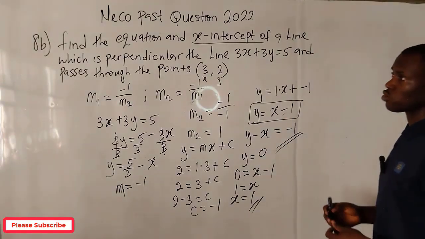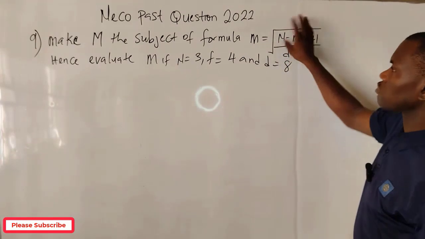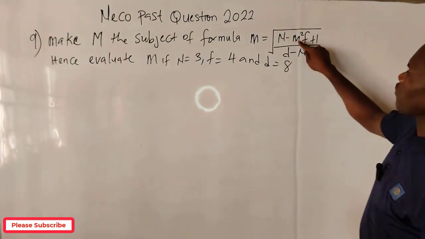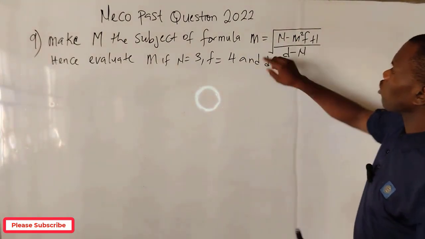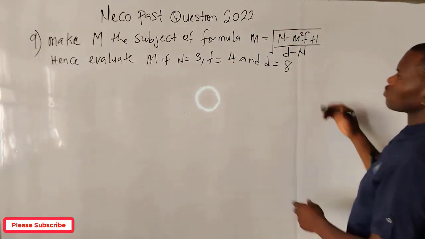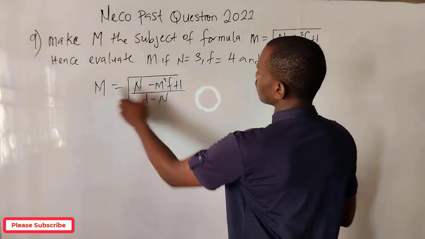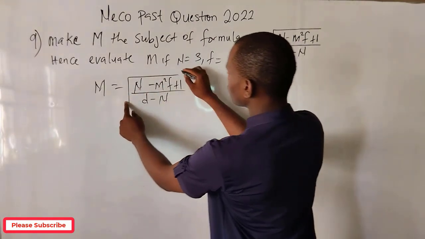So let's go straight into question number 9a. We are asked to make m the subject of the formula in this relation. So we have m here and we have m here. All we have to do is to make m come out and stay alone, not inside again. The first thing I will do is to multiply both sides by a square to eliminate the square root.